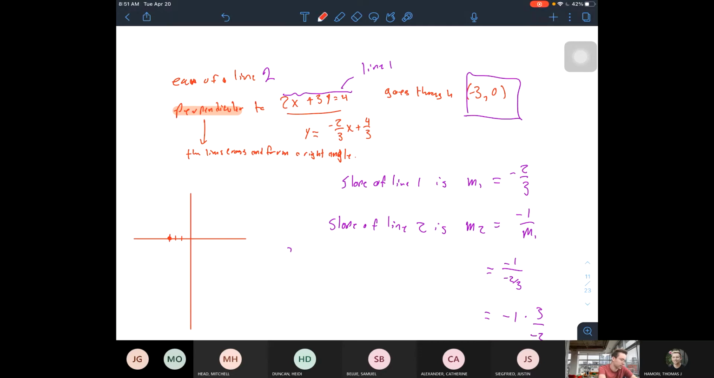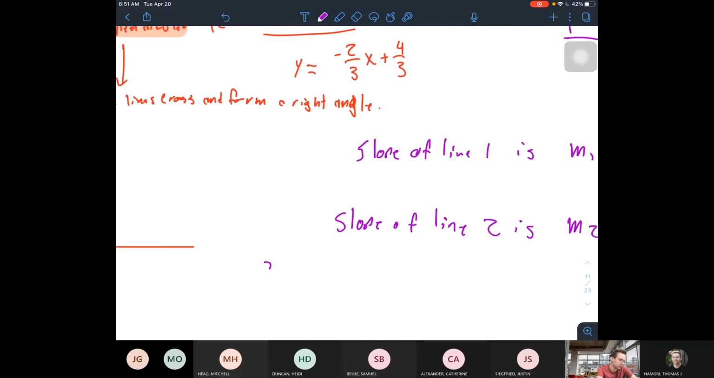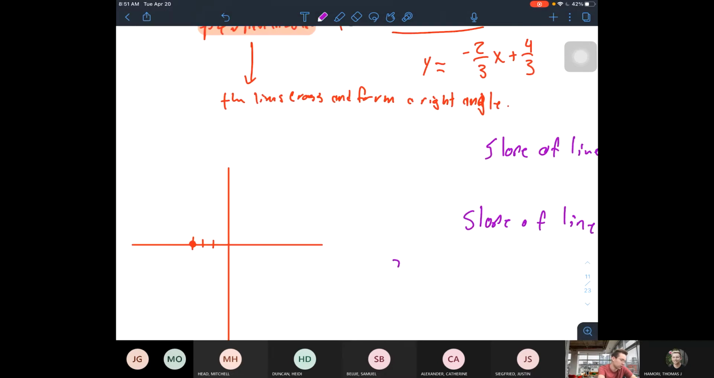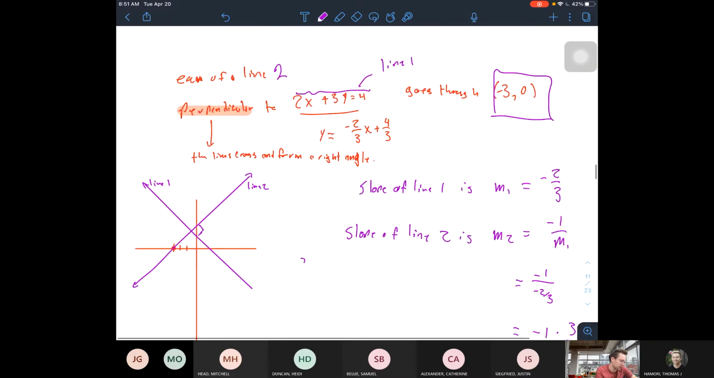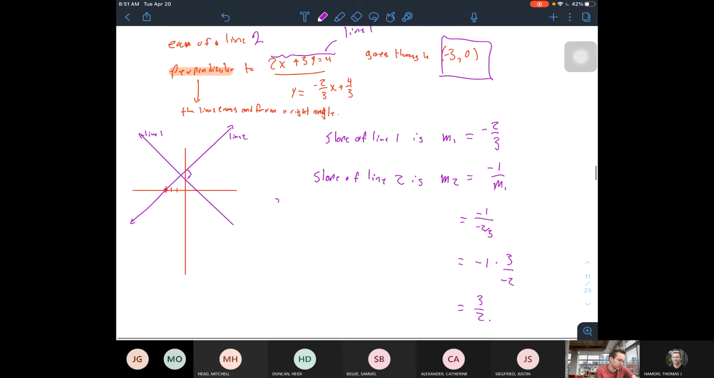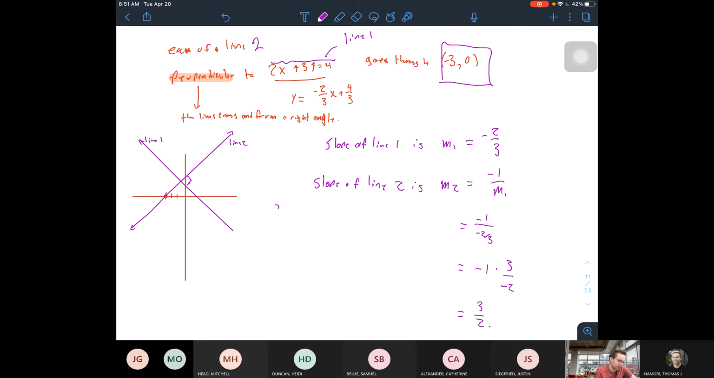-2/3 x plus 4/3 looks something like this. And then our line will be the one that goes through that and is perpendicular to it. So this is line 1, and this is line 2. Right, it has slope 3 halves and goes through the point -3, 0.